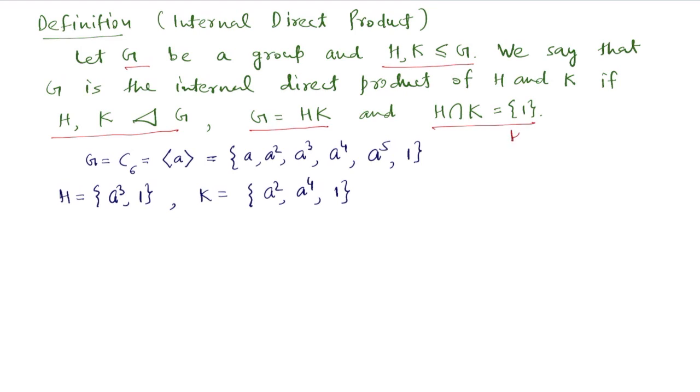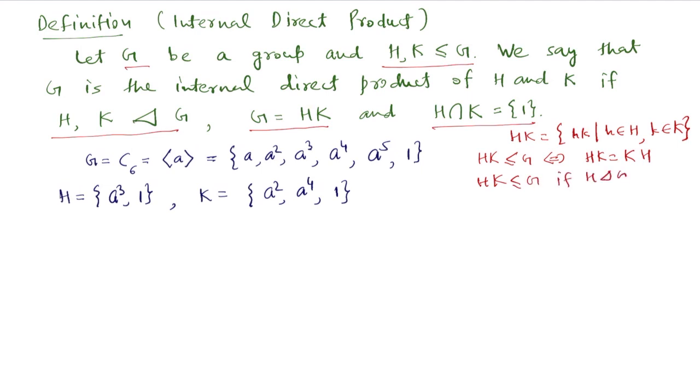Recall that HK is simply the set of elements hk, where h is in H and k is in K. And also recall the result that HK is a subgroup of G if and only if HK equals KH, and also HK is a subgroup of G if H is normal in G or K is normal in G. If one of H and K is normal, even then HK becomes a subgroup of G.